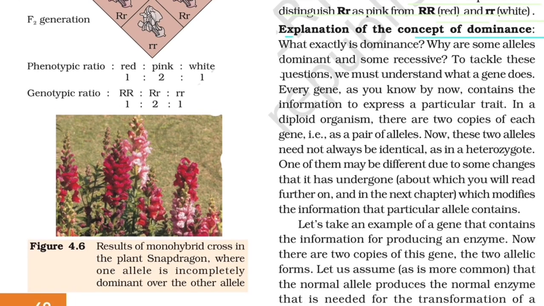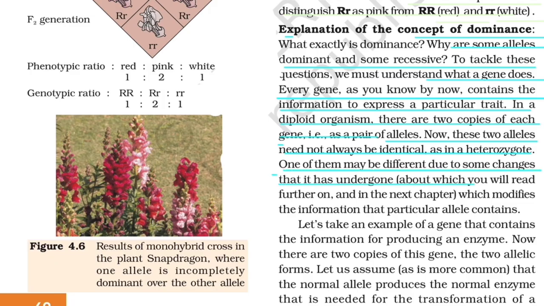Explanation of the concept of dominance. What exactly is dominance? Why are some alleles dominant and some recessive? To tackle these questions, we must understand what a gene does. Every gene, as you know by now, contains the information to express a particular trait. In a diploid organism, there are two copies of each gene, that is, a pair of alleles. Now, these two alleles need not always be identical, as in a heterozygote. One of them may be different due to some changes that it has undergone, about which you will read further on in the next chapters, which modify the information that particular allele contains.